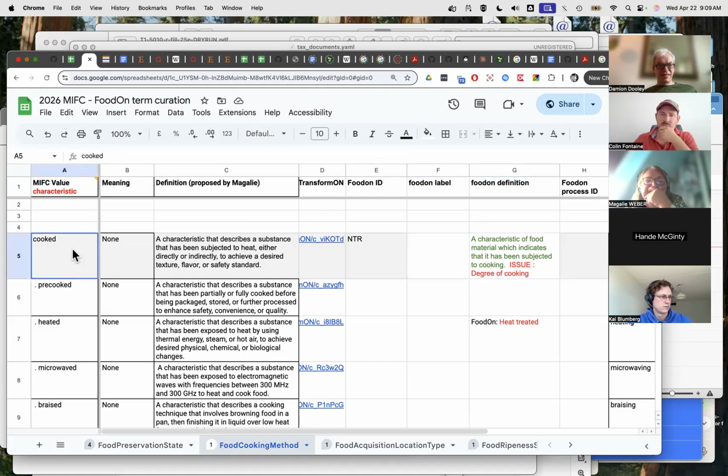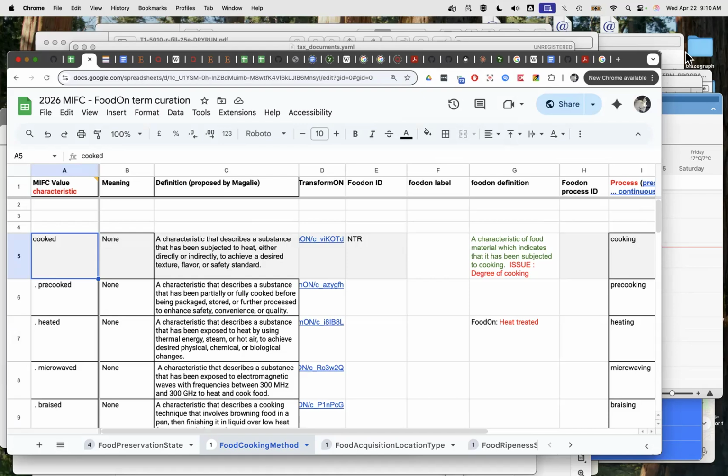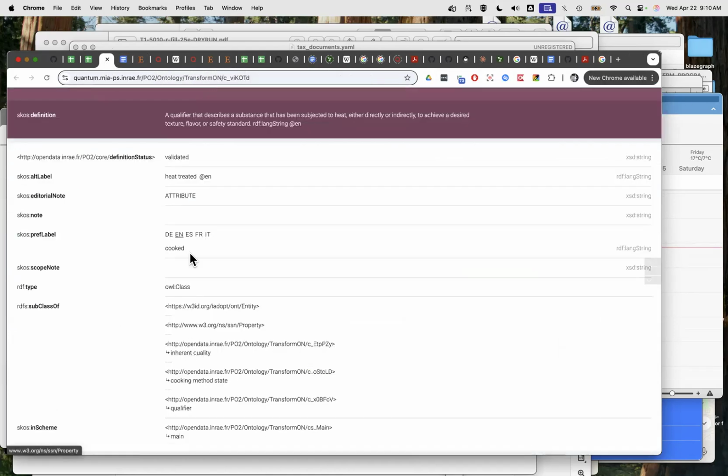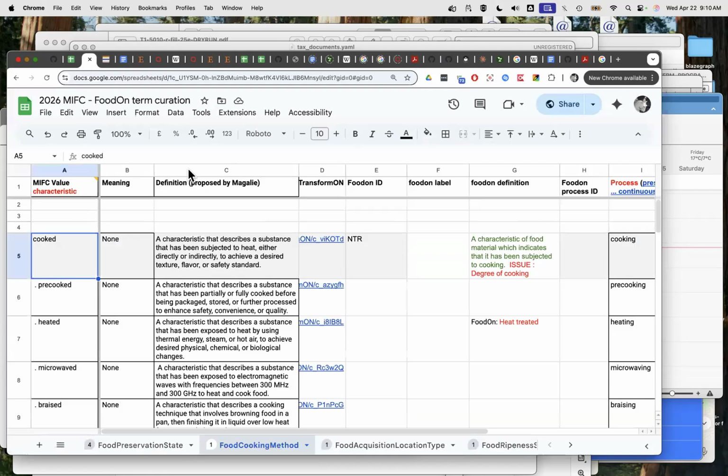So I'm seeing this, and then I'm seeing, of course, over in Transformon, the same kind of issue I noticed in FoodOn. Heat treated is a SKOS alt label, so it is a synonym for me. Right. I can change this if it is not valid for you.